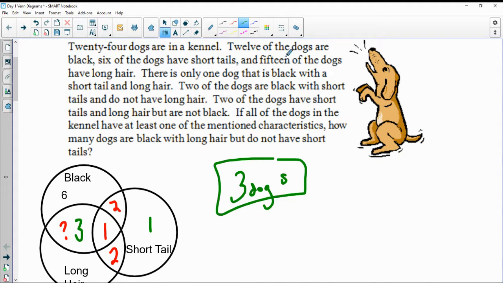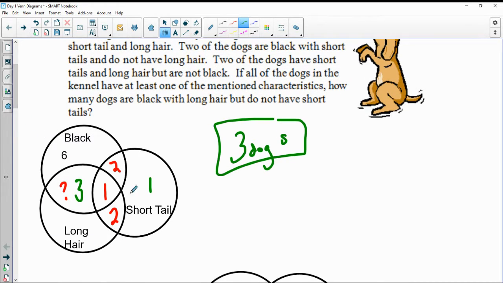Okay, and then it also says 15 dogs have long hair. So inside of the long hair, I need a total of 15. Right now I already have 3, 4, 5, 6. So 15 minus 6 is going to give me 9. So there's 9 dogs with long hair that aren't black or have short tails. That's what all of this is talking about.